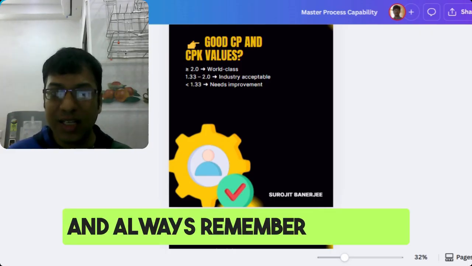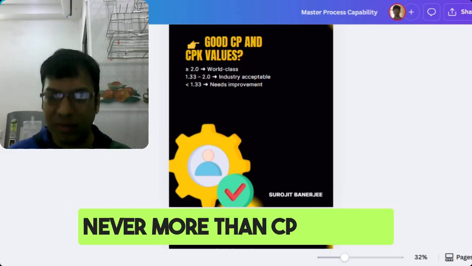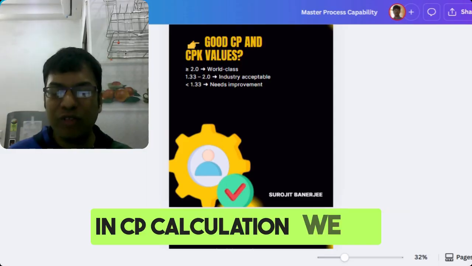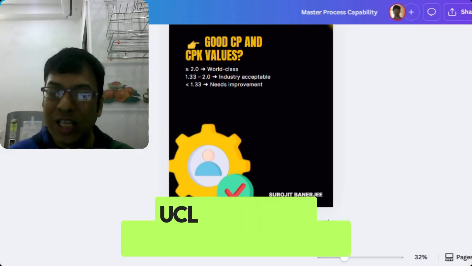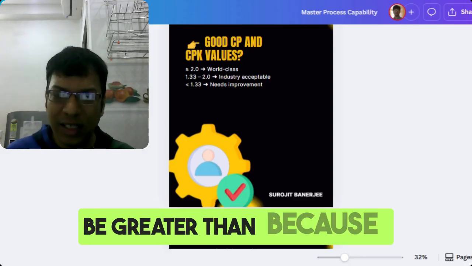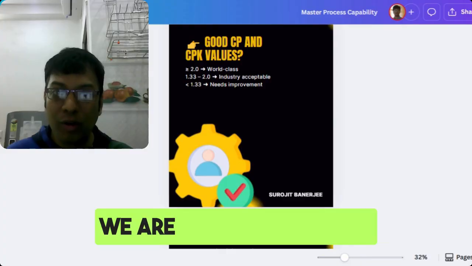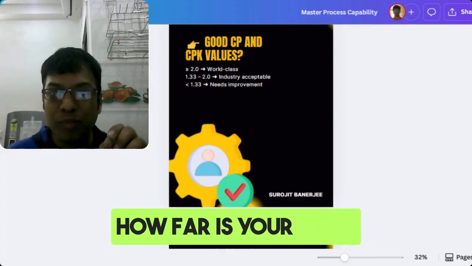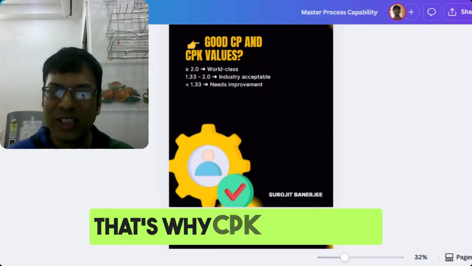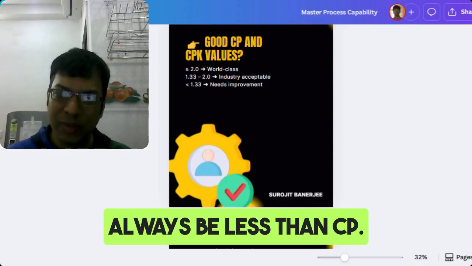And always remember, CPK will never be more than CP, because in the CP calculation you find USL minus LSL divided by UCL minus LCL, so it will always be greater, because we are considering the total spread. But in the CPK calculation, we are only considering how far your mean is from the USL and LSL. That's why the CPK value will always be less than CP. That is the most important thing.